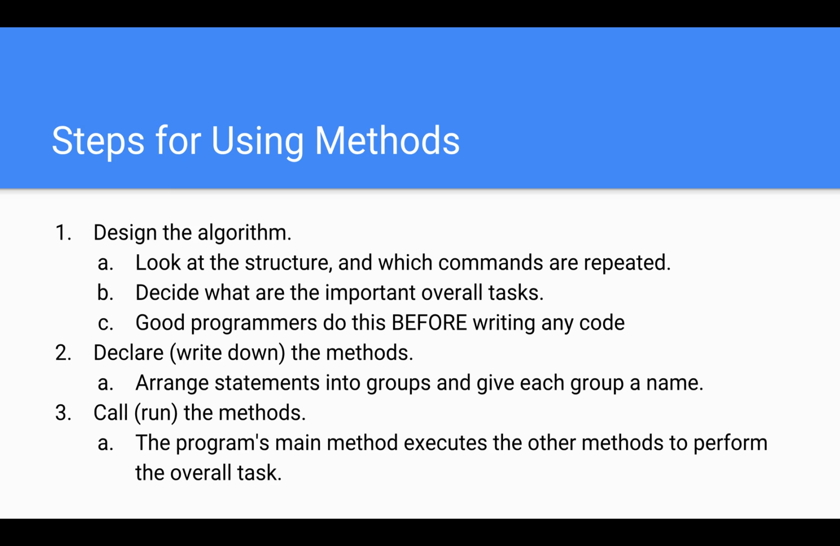If you have a hard time doing that, it's okay to write out all of your code and then split it into different parts of an algorithm if you want. So then you would write down the methods and arrange the statements into groups, which is basically just arranging statements into groups and giving each group a name. And then you would call the methods. So the program's main method executes other methods to perform overall tasks. And some methods can call other methods if they want to.